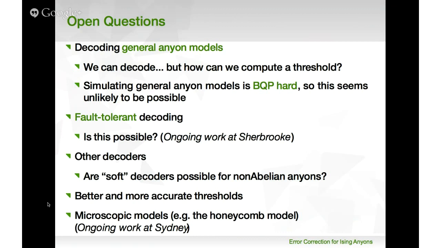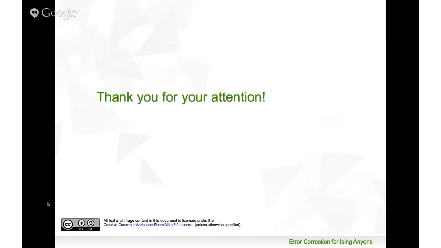That's an open question. Obviously, we would like to get better and more accurate thresholds and understand the finite size effects. And also, it would be nice to move away from the phenomenological model and move to a specific microscopic model, for example, the honeycomb model. This is something that we're currently looking at in Sydney. And that's all I have. Thank you for your attention.